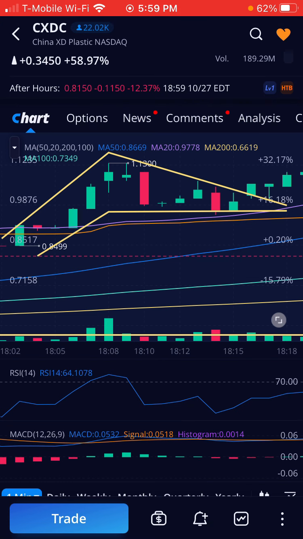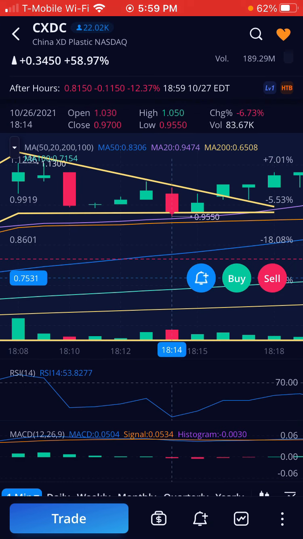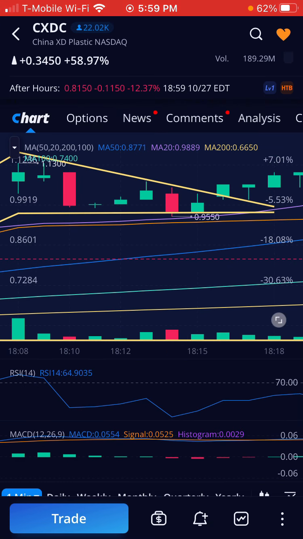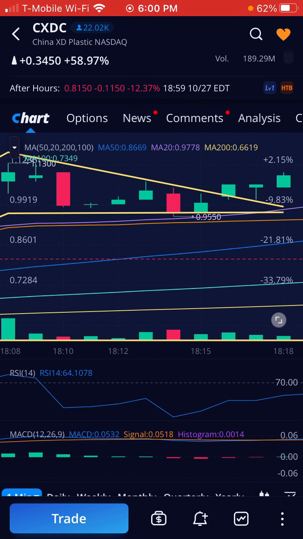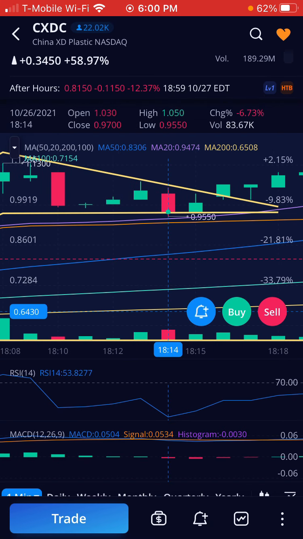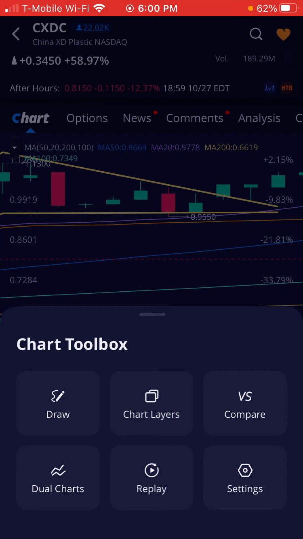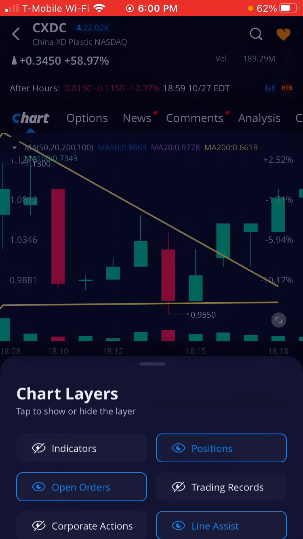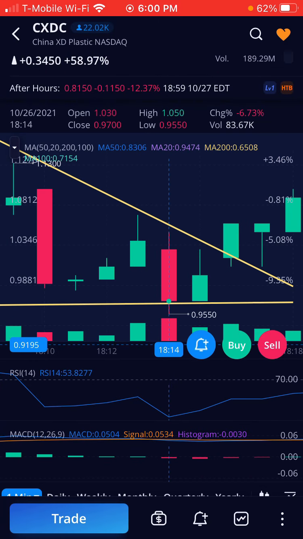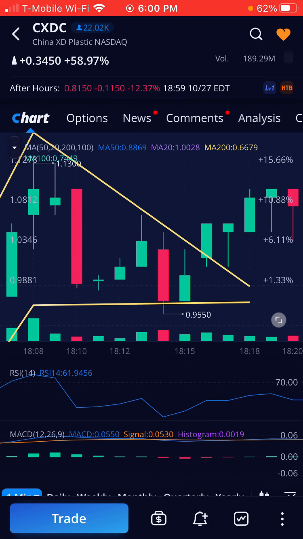Comes back up, tests the resistance line again. Then in this candle, it tests the resistance and tests the support. This is a big thing to notice here. You can see it fell underneath the support briefly, so it has a lower candlestick underneath that bottom yellow line. That is okay. You just don't want this to close underneath this flag that you've drawn.